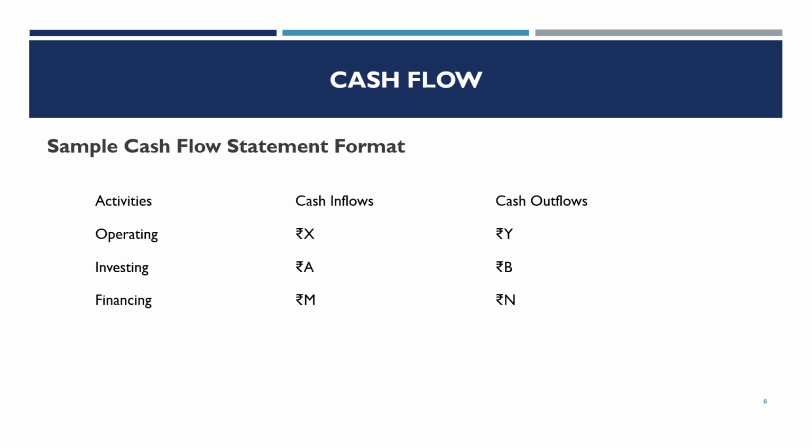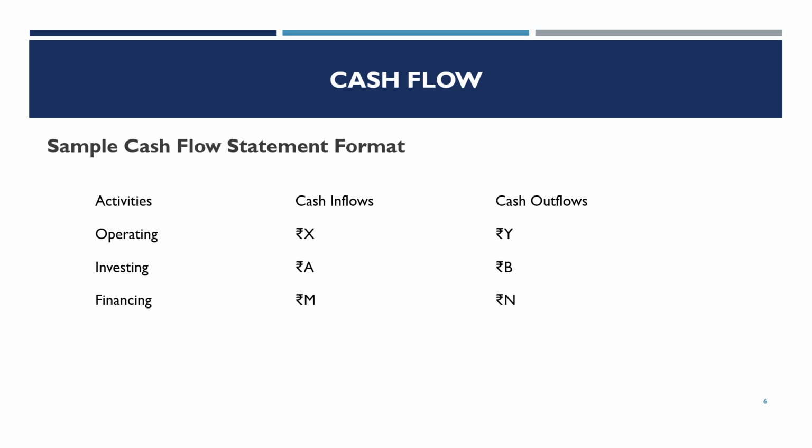Now I will show you, for example, a sample cash flow statement. That is one kind of format you can say. They have mentioned the activity in terms of the types: operating, investing, financing. So what are the cash inflows and outflows? Inflows means the money coming into the industry. Outflows is simply outgoing money.